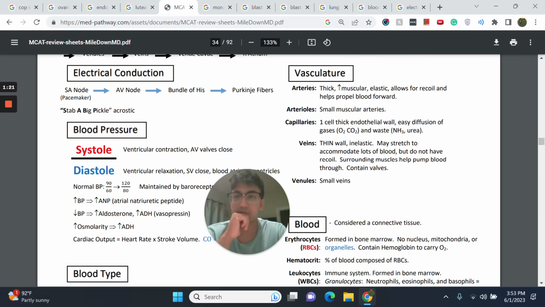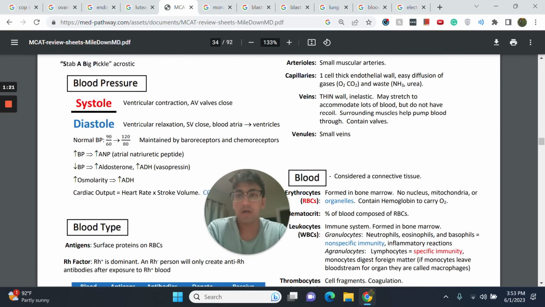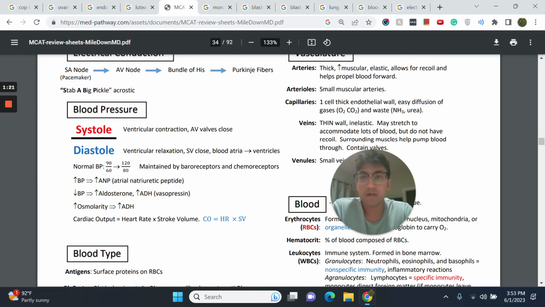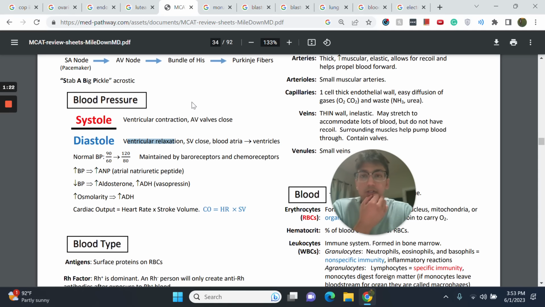Okay, next we have blood pressure. Blood pressure can be systolic or diastolic. Systolic is when you're contracting your heart, and so there's higher blood pressure because you're trying to push blood outside of your heart. And diastolic is when you're relaxing your ventricles, and so the blood pressure is going to be lower. You should know that the AV valve closes during systole, and the SL valve closes during diastole, but it should make sense if you understand the blood pathway.